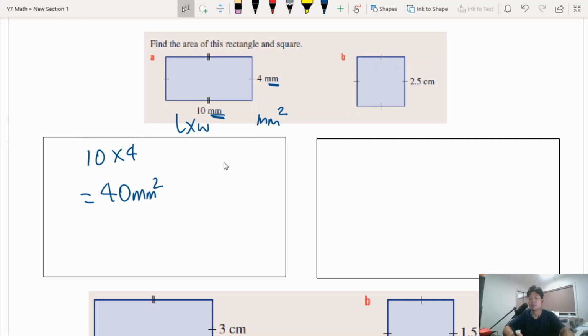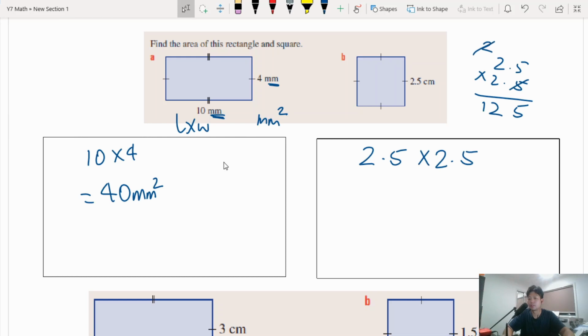Now this one here, we'll just square 2.5, so it'll be 2.5 times 2.5. Alright, so let's work that one out. That gives us 2.5 times 2.5. We learned how to multiply decimals last topic.